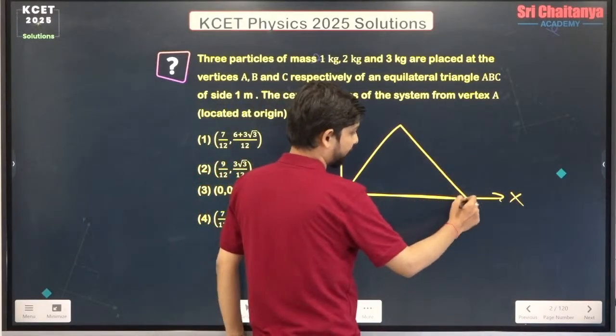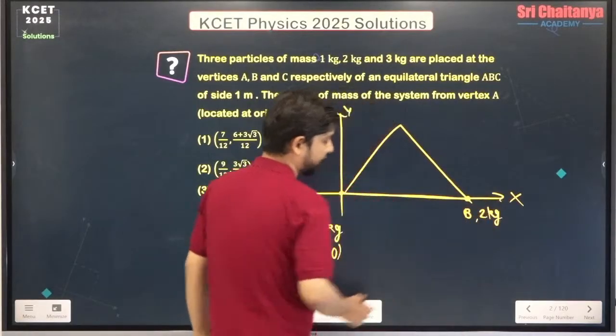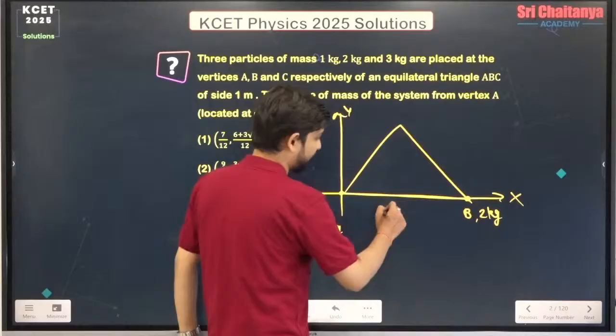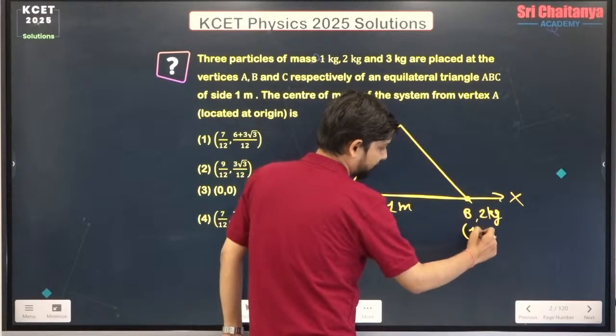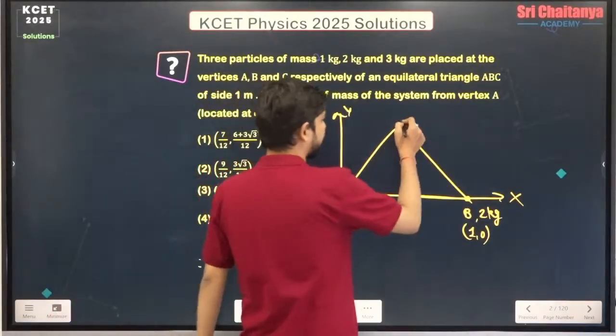Now let's talk about the point B. Point B is going to be 2 kg mass. If I am talking about the coordinate, we can say that the side is 1 meter. So this coordinate is going to be 1, 0. Okay? Any problem? Okay.